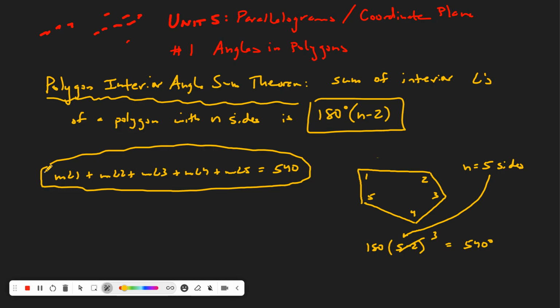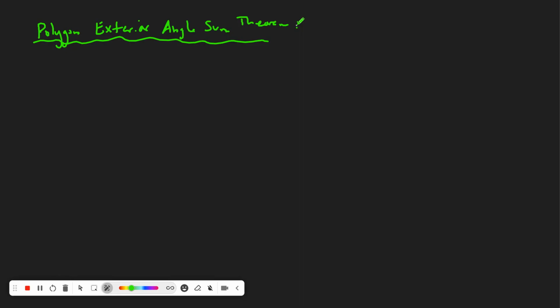Okay, so those are interior angles. Now, what about our exterior angles? Let's talk about that. The polygon exterior angle sum theorem. Again, the name is much more complicated than the actual idea.